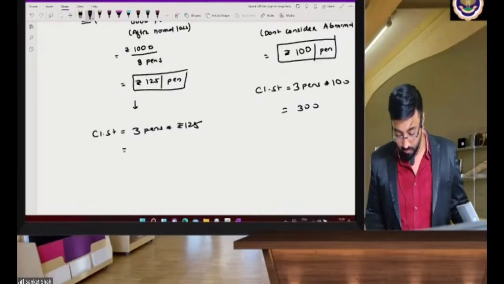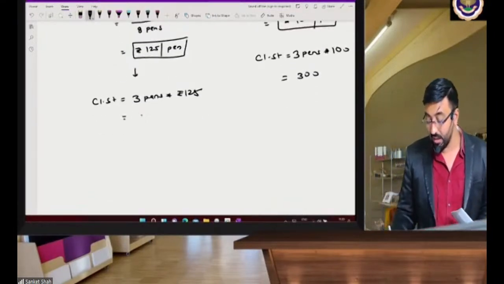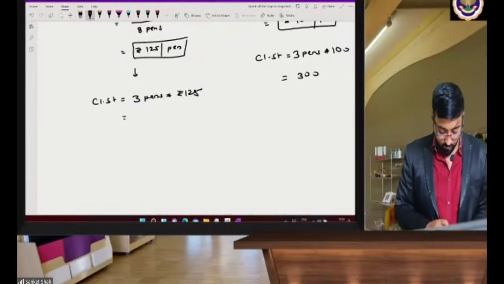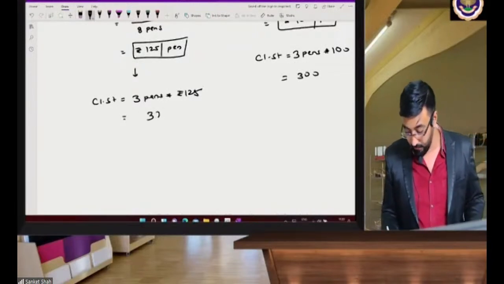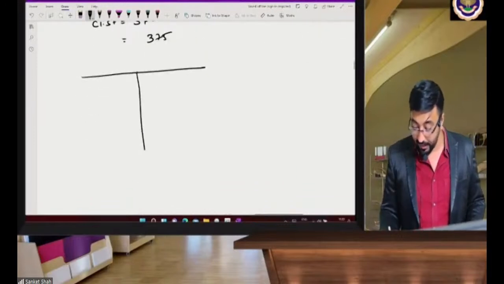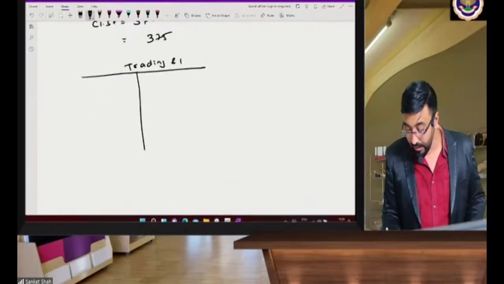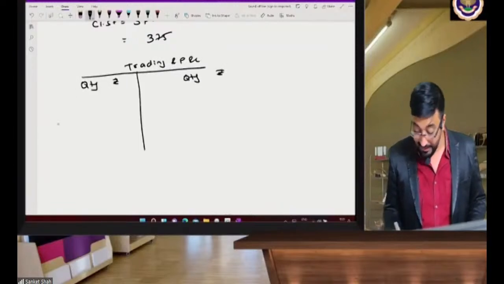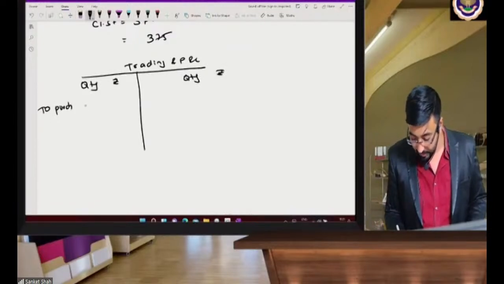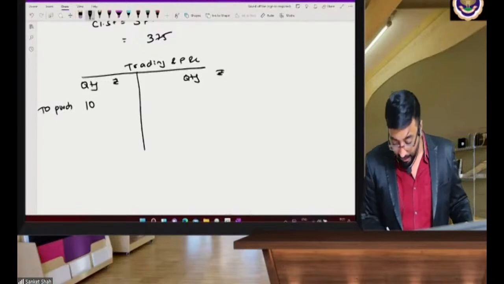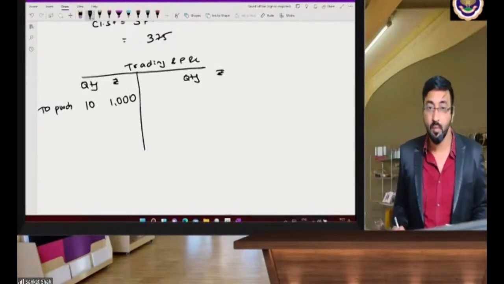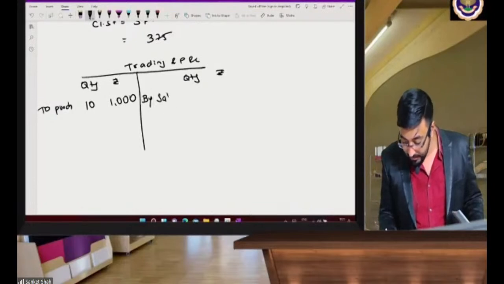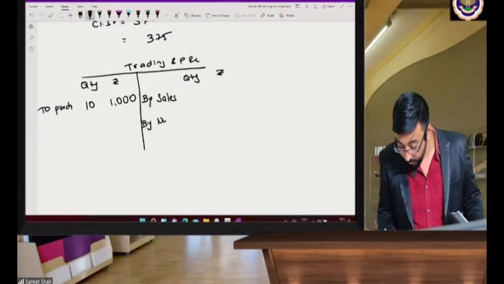So I will show you how exactly you are going to record this. 125 and 3 pens, so it is 375. Suppose you open trading and P&L for this. I will prepare a quantity column and a rupees column also, so it is easy for you. To purchases: how many pens I purchased? 10 pens. At what cost? 1000. By sales, by normal loss, and by closing stock.